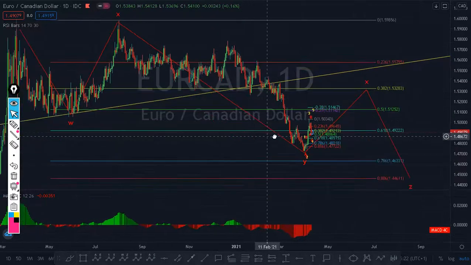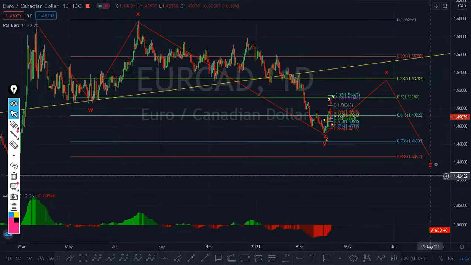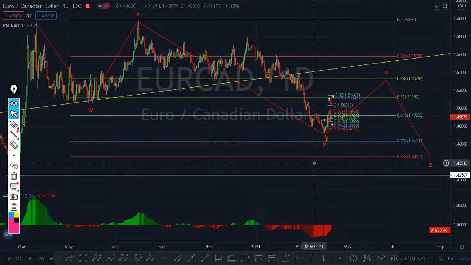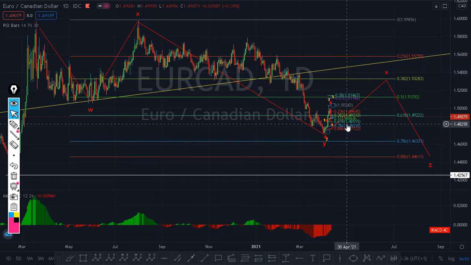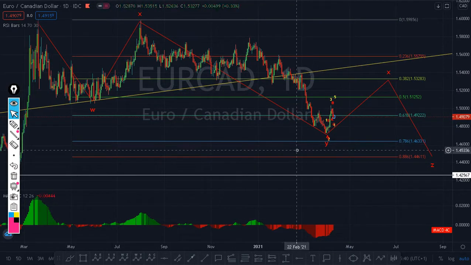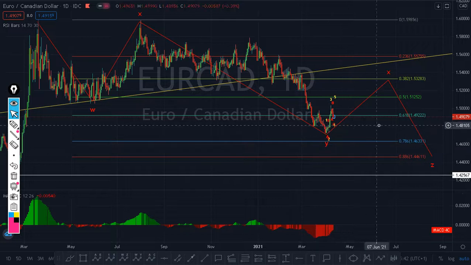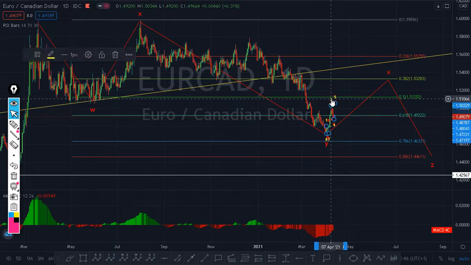So this correction, I'm looking for it to be in 5 swings. 1, 2, 3, 4, 5. That is WXYXZ. So what I'm looking for is, let me remove this. What I'm looking for is the wave that, I'm going to remove this.